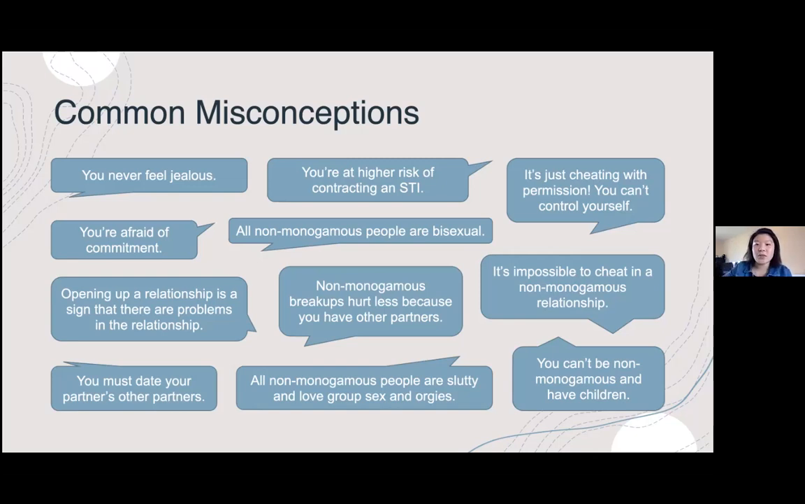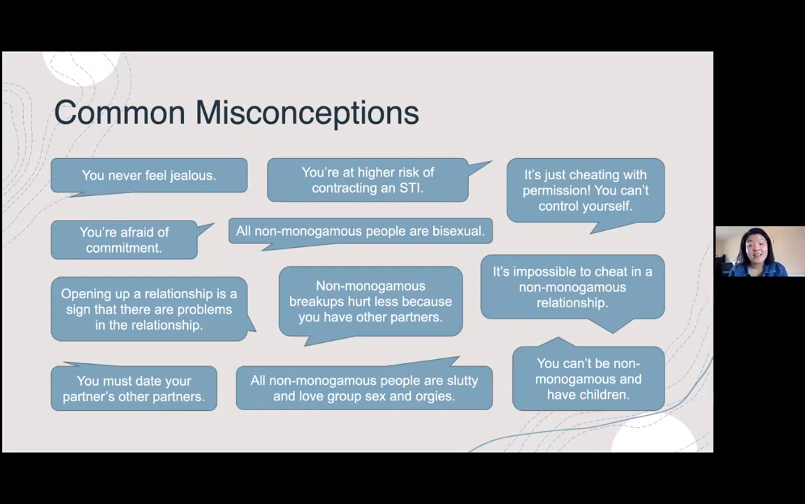Okay. So related to the earlier point about cheating with permission, there's another misconception that it's impossible to cheat in a non-monogamous relationship, or that some people even said that if everyone was non-monogamous, then cheating would be fixed. No one would cheat anymore. And that's just not the case.